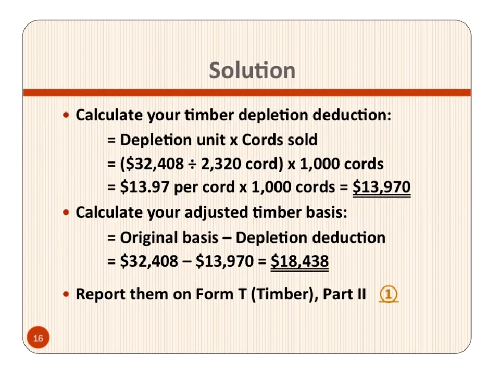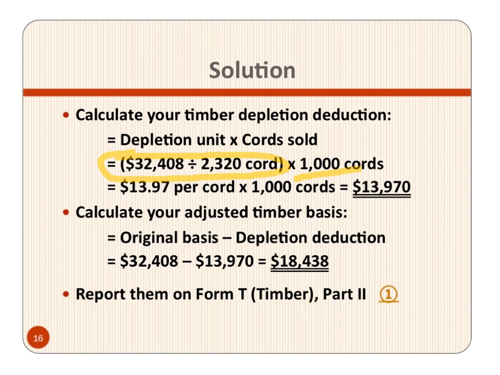Your timber depletion deduction is your depletion unit, this part here. That's your basis in the timber, $32,408, divided by the number of cords on the entire tract. So this is your investment per cord on the entire tract, and then you multiply that times the number of cords that are actually sold.